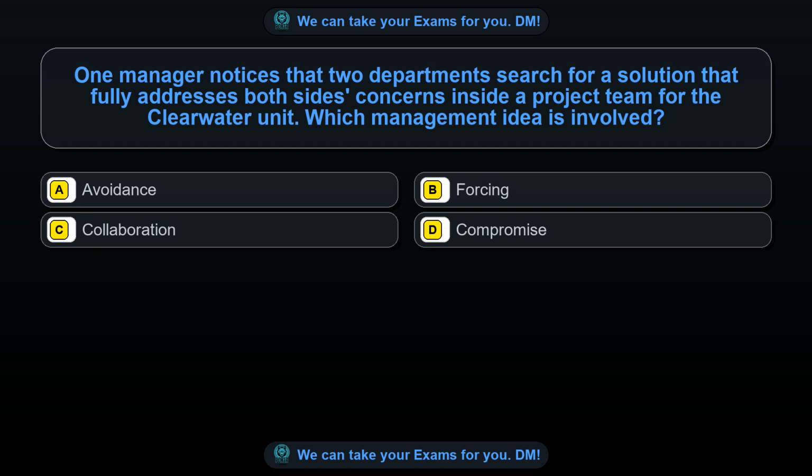Question 99. One manager notices that two departments search for a solution that fully addresses both sides' concerns inside a project team for the Clearwater unit. Which management idea is involved? Option A, avoidance. Option B, forcing. Option C, collaboration. Option D, compromise. The correct answer is option C, collaboration.